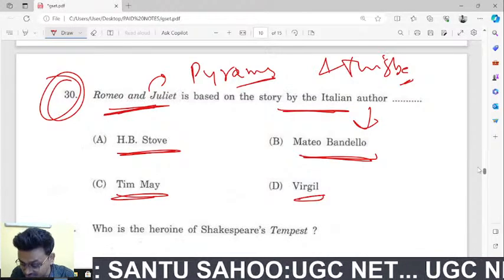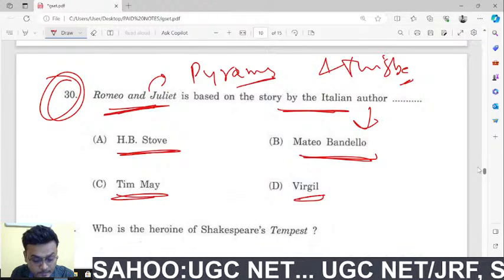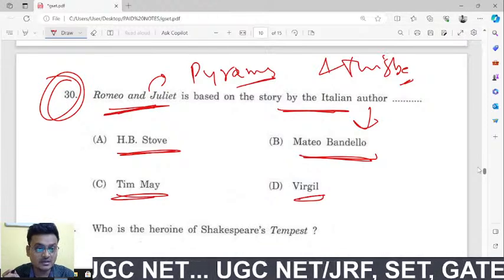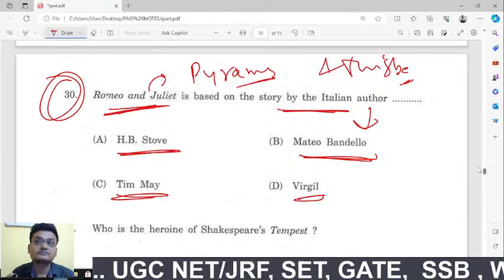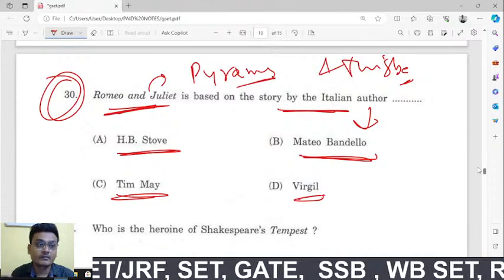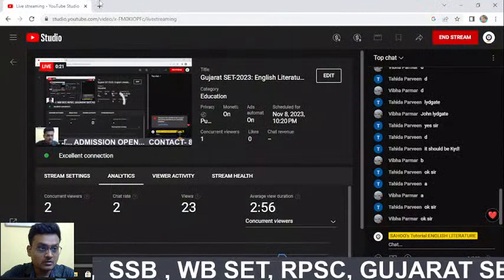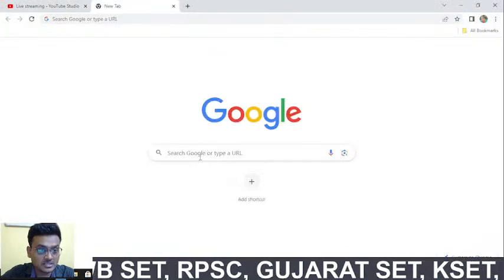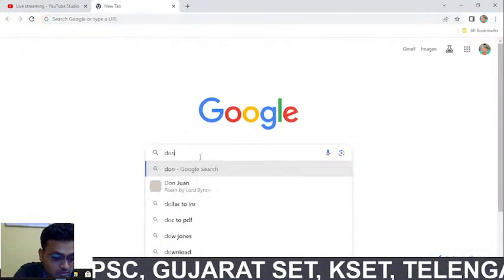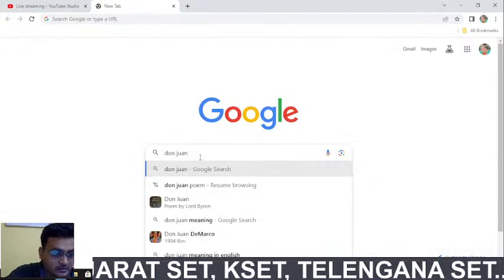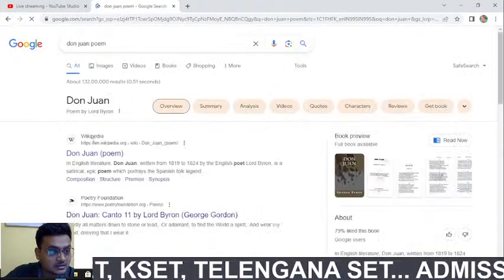Representing faithful lovers, Pyramus and Thisbe. Let me check you here. Don Juan, just let me check you. Don Juan by Lord Byron.